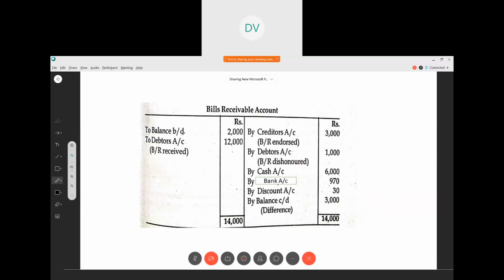Here, bills receivable account. Opening balance and bills receivable received during the year. Total bill it is. So creditors endorsed, dishonored, cash received, bank. Bank total amount you have to write. Bank and discount and the balancing figure, closing balance. Next, bills payable.